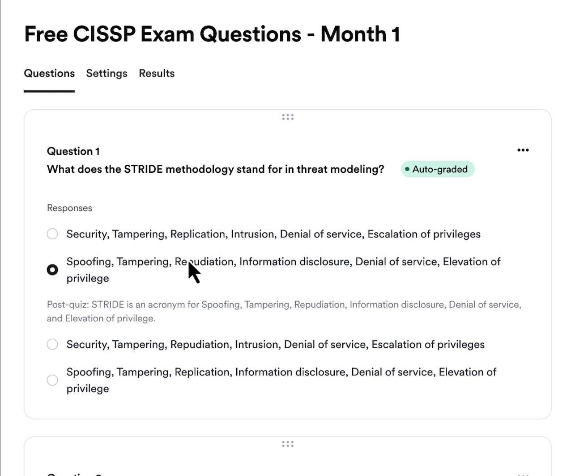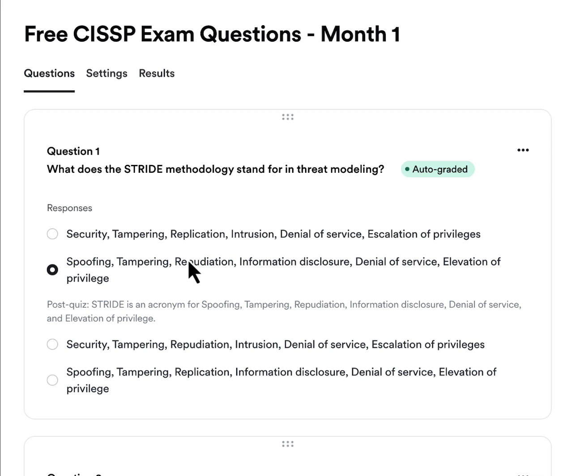What does the STRIDE methodology, and that's an acronym, stand for as it relates to threat modeling? Again, what does STRIDE stand for as it relates to threat modeling? A, security, tampering, replication, intrusion, and denial of service, escalation of privileges. B, spoofing, tampering, repudiation, information disclosure, denial of service, elevation of privilege. C, security, tampering, repudiation, intrusion, denial of service, escalation of privileges. Or D, spoofing, tampering, replication, information disclosure, denial of service, elevation of privilege.